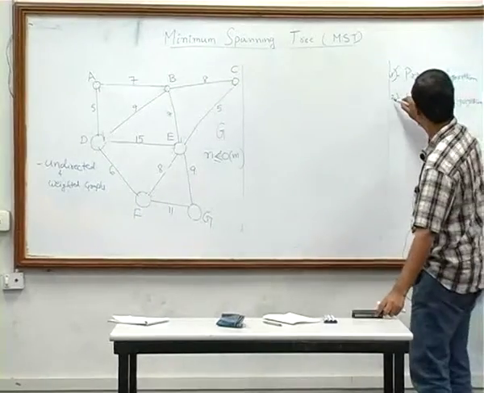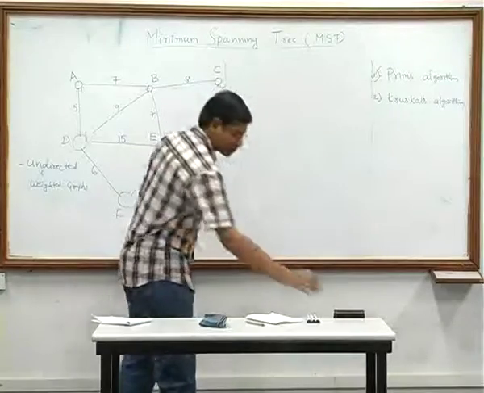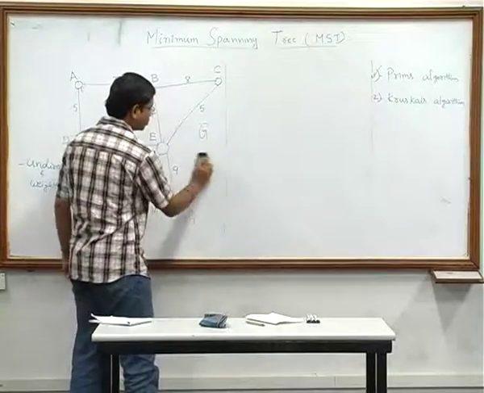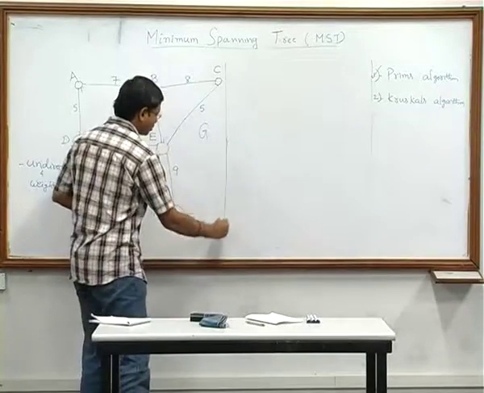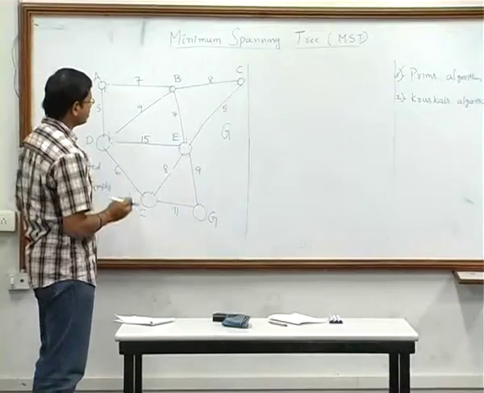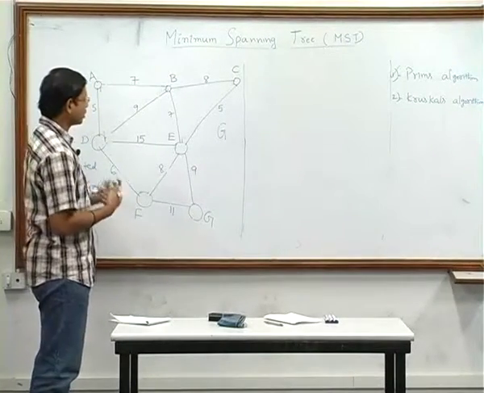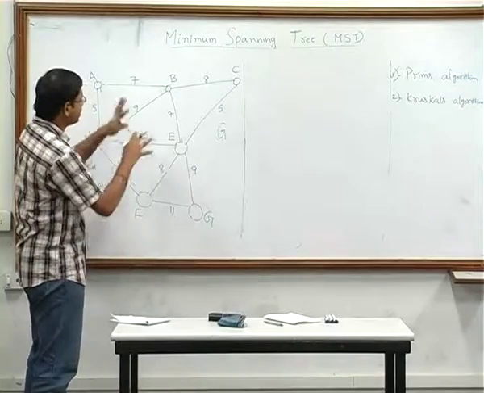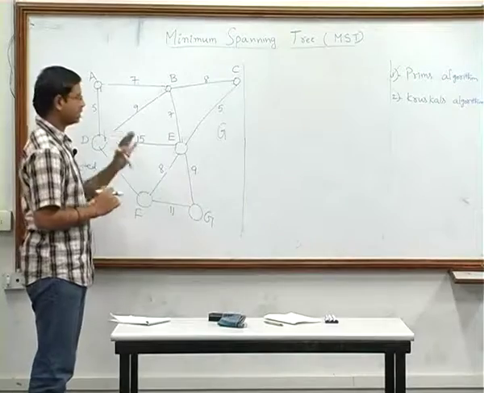Now let's quickly see what Kruskal's algorithm is. Kruskal's algorithm is more intuitive than Prim's algorithm. What we finally want is to minimize the sum of the edges selected. So what can we do about that? Let's pick the edge with the minimum weight and add it to the tree which we want to form.